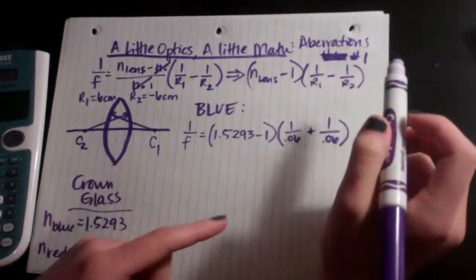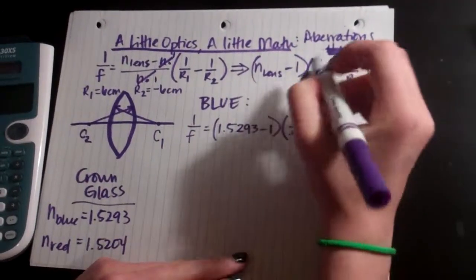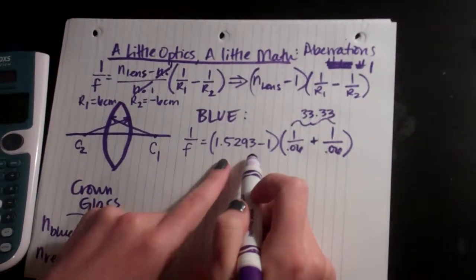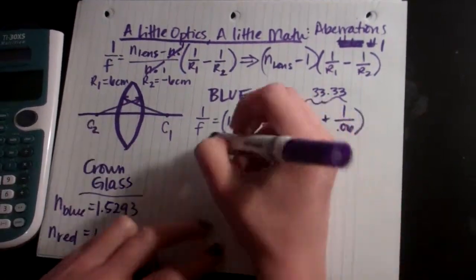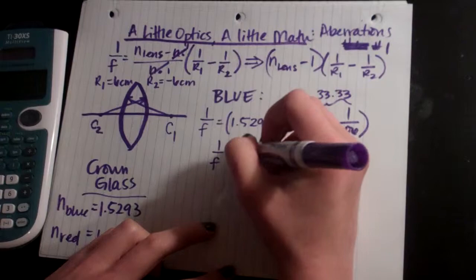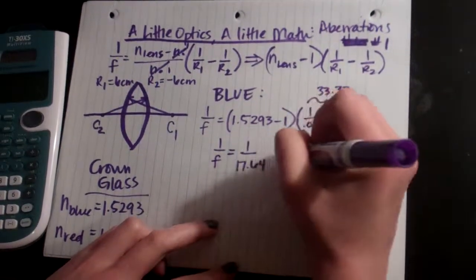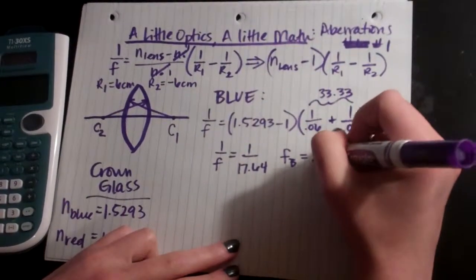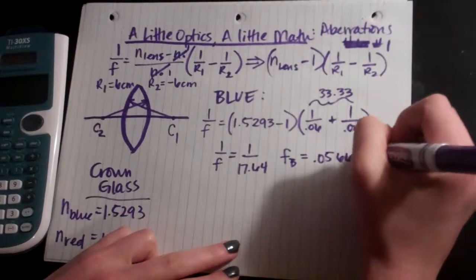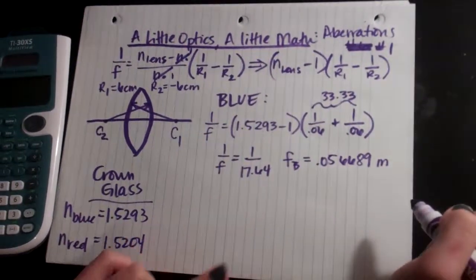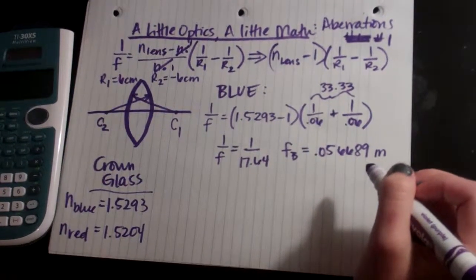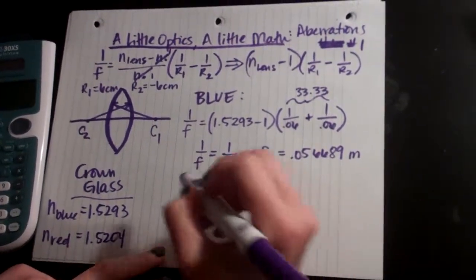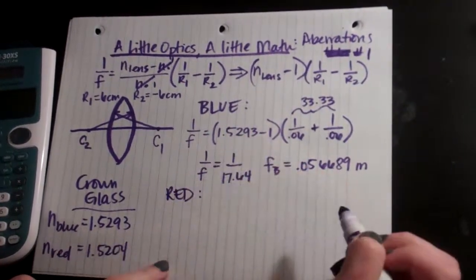And so, just based on my notes, I already did some of these calculations. This actually equals something like 33.33, and then I'm going to multiply that by the difference between 1.5293 minus 1. So that equals something like 1 over 17.64. So the focal length of the blue light equals 0.056689. And I'm keeping a lot of decimal places because the answer wants to have 2 decimal places in the answer. So I want to make sure that I have enough when I get to the end. And then I'm going to do red light next.